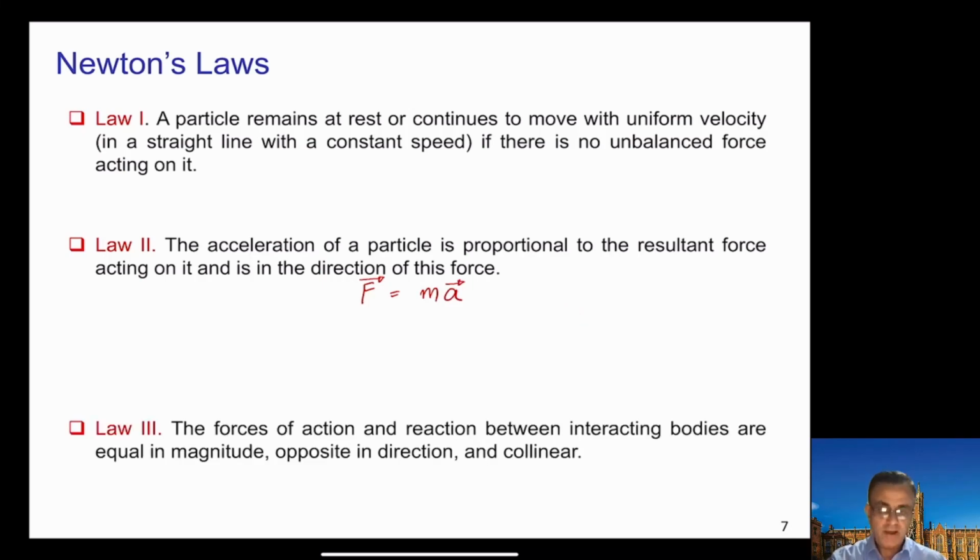And finally we can discuss Newton's third law of motion. The third law is that the forces of action and reaction between interacting bodies are equal in magnitude, opposite in direction, and collinear. So this is the third law of motion.